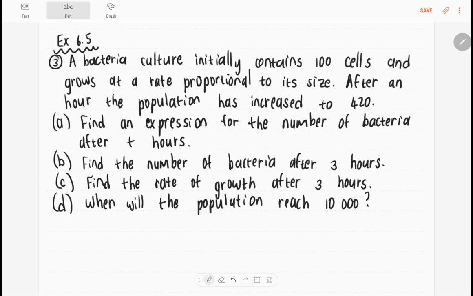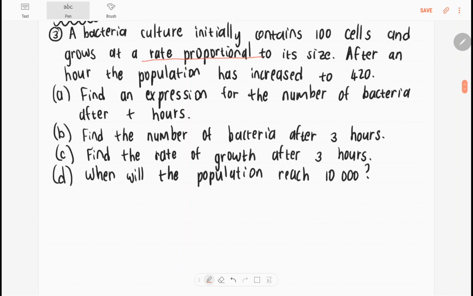Find an expression for the number of bacteria after t hours. Right, so firstly, we know since the bacteria grows at a rate proportional to its size, that means the differential equation has the form dP/dt equals k multiplied by P, where k is some constant.